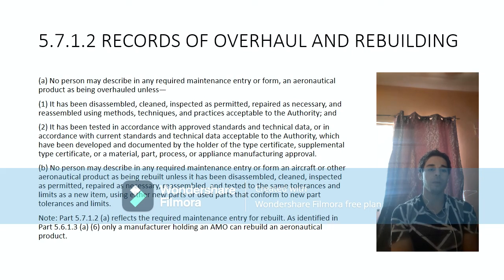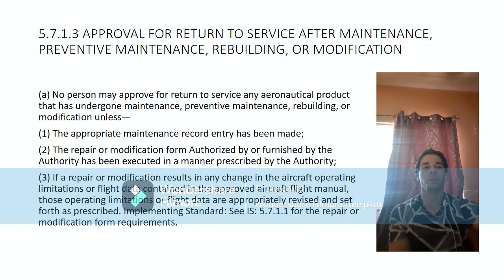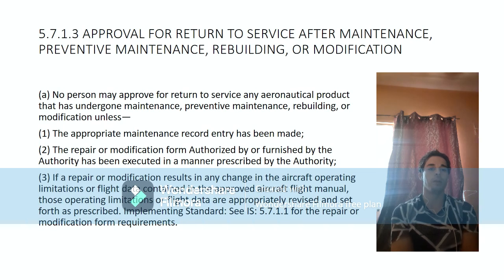No person may describe in any required maintenance entry or form an aircraft or aeronautical product as overhauled unless it meets these requirements. Approval for return to service after maintenance, preventive maintenance, rebuilding or modification. No person may approve for return to service any aeronautical product that has undergone maintenance, preventive maintenance, rebuilding or modification unless number 1, the proper maintenance record entry has been made, and number 2, the repair or modification has been approved by the authority.